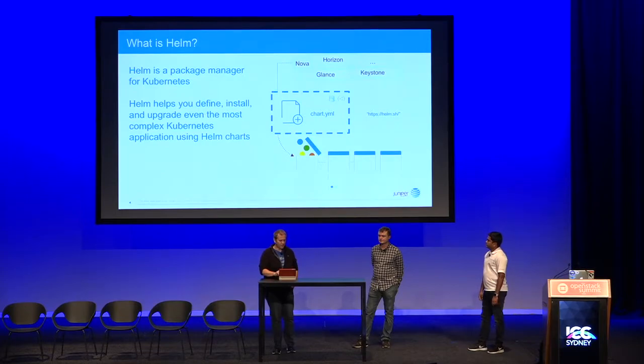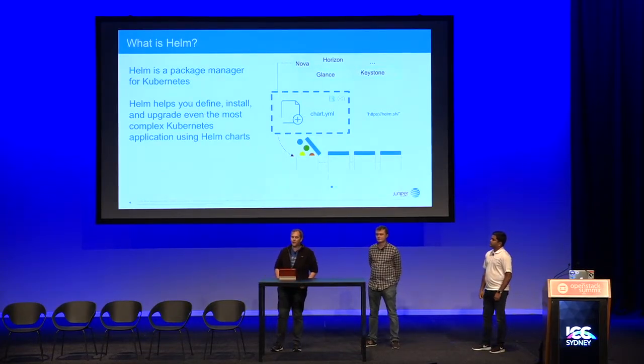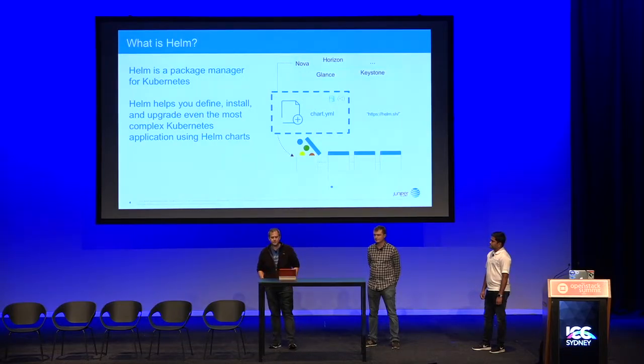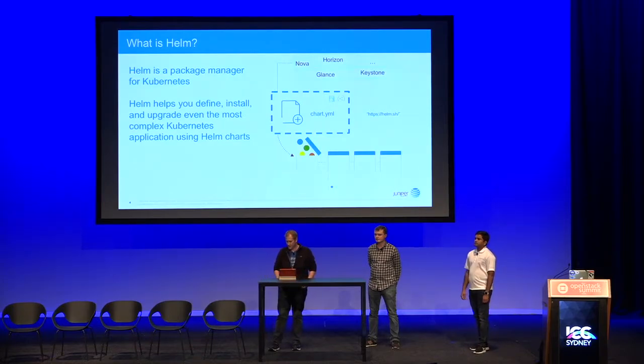So I think really before we get into OpenStack-Helm, it's always relevant to point out what Helm is, especially for those in the room who need a little bit of background. Most simply put, Helm is a package manager for Kubernetes. It helps you define, install, and upgrade even the most complex Kubernetes applications. It uses Helm charts, and these charts are a collection of files that describe a related set of Kubernetes resources.